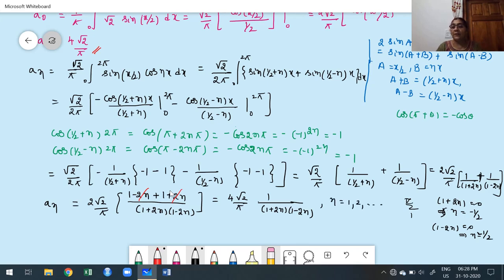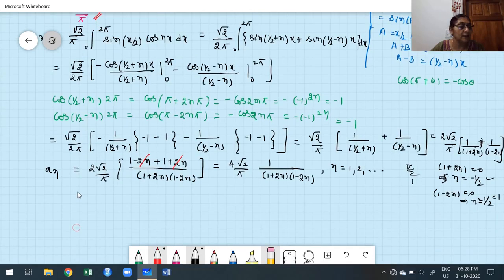Please observe carefully here. Before moving to the next step, first I have to know whether this is true for n equal to 1, 2, 3. How can you know that? Pick the denominator factor and equate it to 0. 1 plus 2n equal to 0 gives n equal to minus half, which is not in the range 1 to infinity. Again, I equate another factor, 1 minus 2n equal to 0, n equal to half. n equal to half is a positive value, but our summation starts from 1 to infinity, so this is also excluded, since it is less than 1. Therefore, confidently write this is true for n equal to 1, 2, 3, etc.